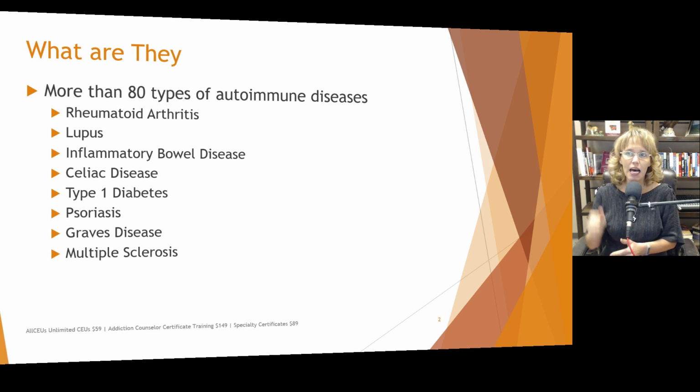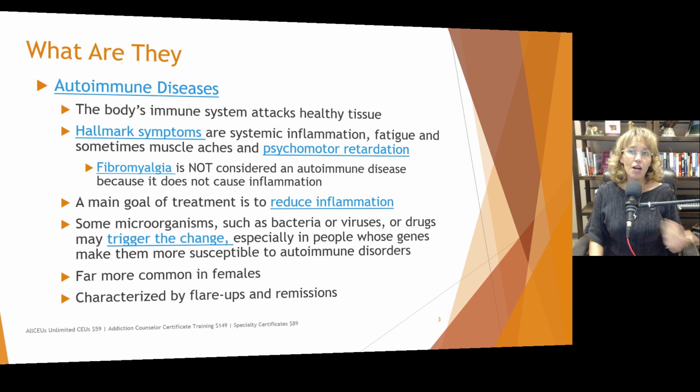There are more than 80 types of autoimmune diseases, and obviously in this hour we don't have time to go through all of those. But some of the more common ones that our patients may have include rheumatoid arthritis, lupus, inflammatory bowel disease, celiac disease, type 1 diabetes, psoriasis, Graves' disease, and multiple sclerosis. Interestingly, Graves' disease was one of the most common autoimmune issues, and that has to do with the thyroid. Autoimmune diseases are conditions in which the body's immune system attacks healthy tissues.